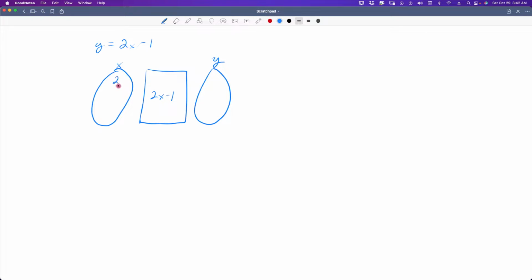So let's say we decided to use 2, 4, and 6 for our x values. So we would put 2 in. 2 times 2 would be 4 minus 1, and we would get a 3 out, right? Put in the 4, would be 8 minus 1, we would get a 7 out. We put in the 6, that'd be 12 minus 1, we would get 11 out, right? So that's kind of the way it works.